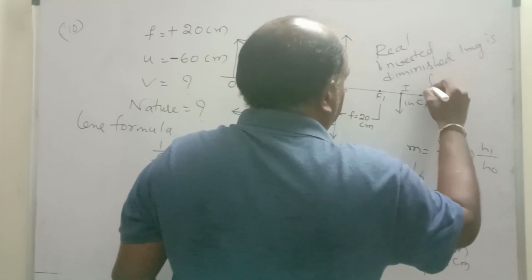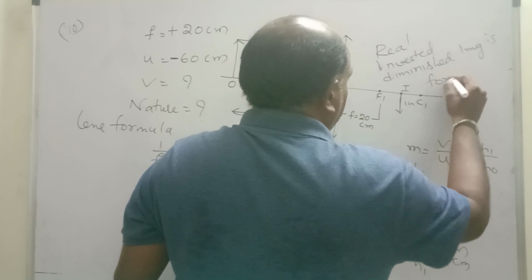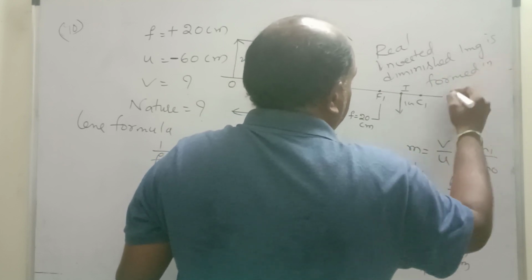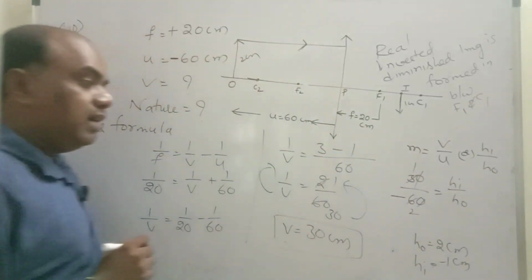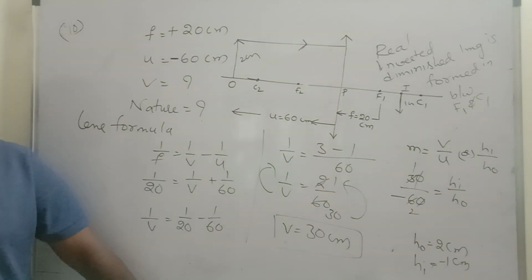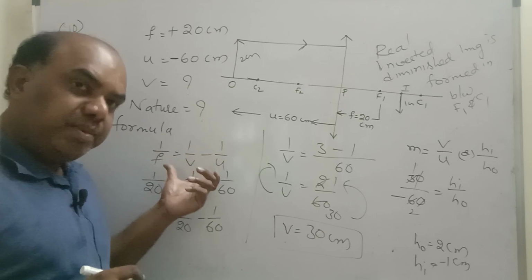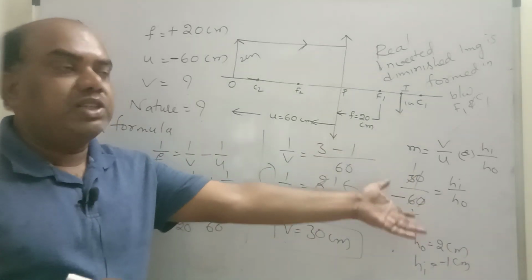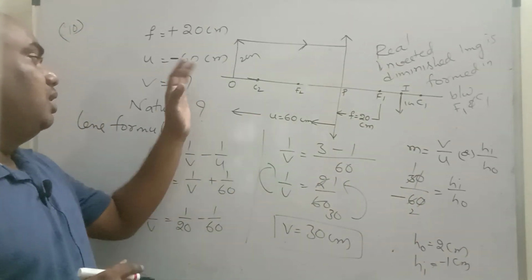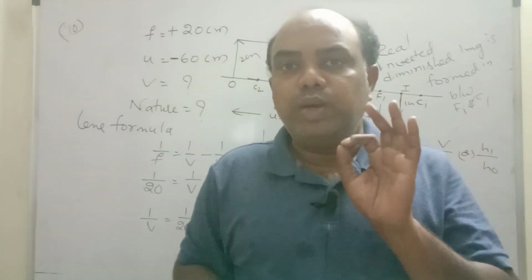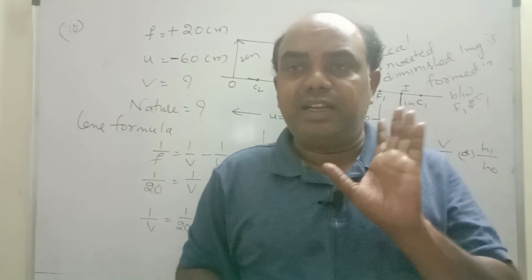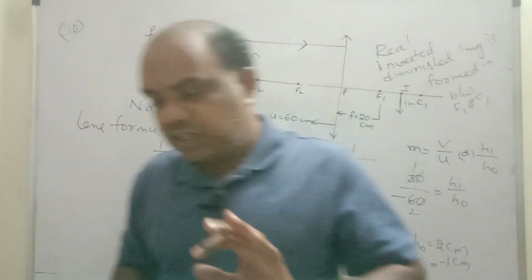A real, inverted, diminished image is formed in between F1 and C1. That means first of all you have to find the image distance, then after that find the magnification. You will get the nature. Very simple lens formula, but only one thing you have to remember: before substituting, you need to do the sign convention. If you don't do sign convention, everything will be wrong.